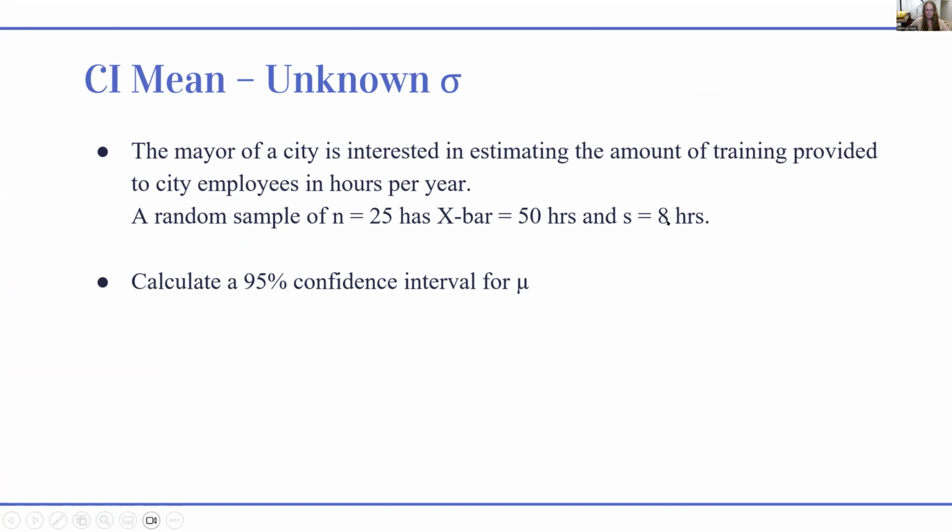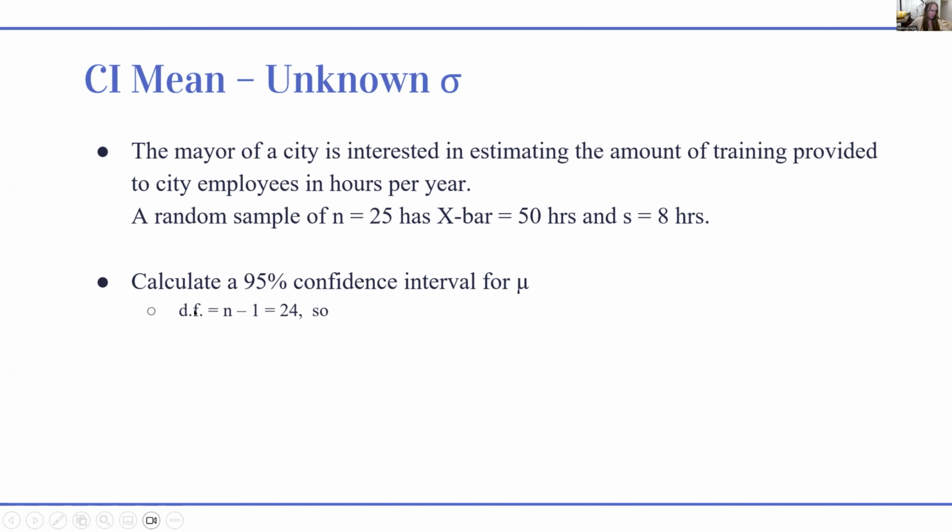And he calculates the standard deviation of that sample. We know how to calculate the standard deviation of that sample is 8 hours. So there's some deviation in there, right? So how would you go about calculating a 95% confidence interval for the true mean of the population? Okay, remember it's always going to be centered around 50. So let's take a look.